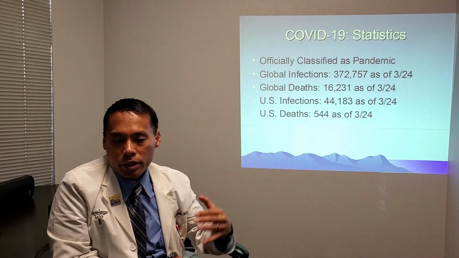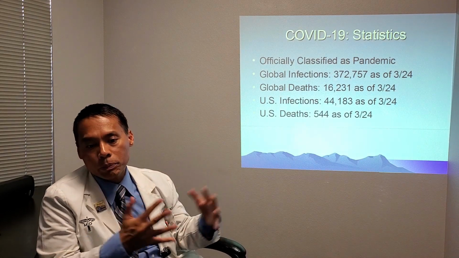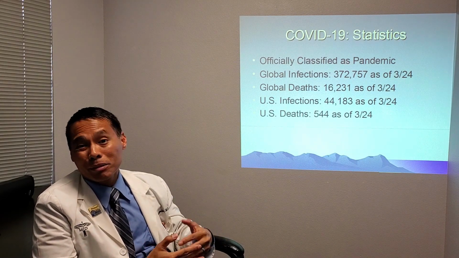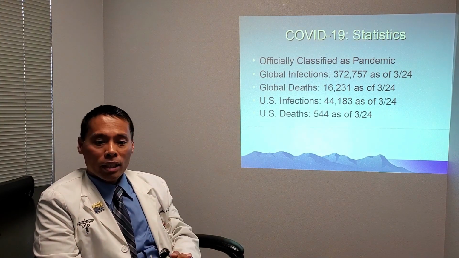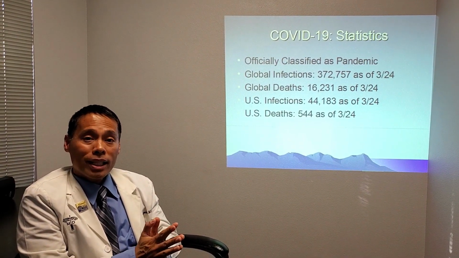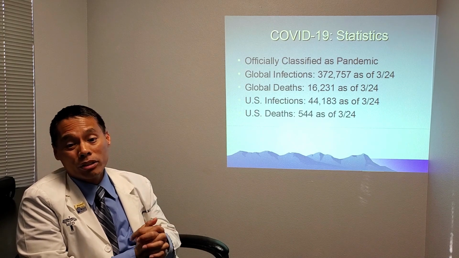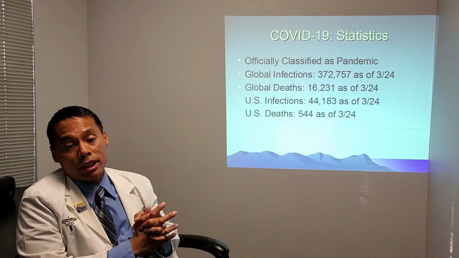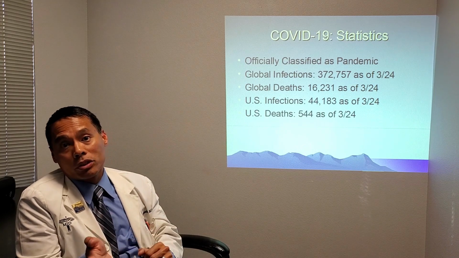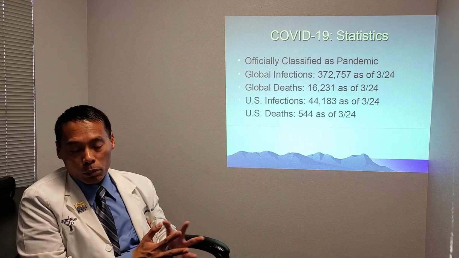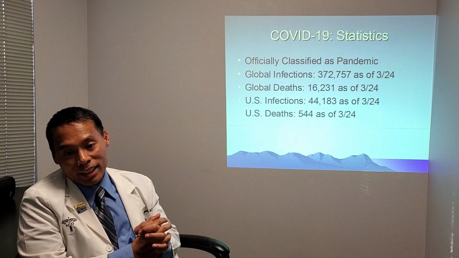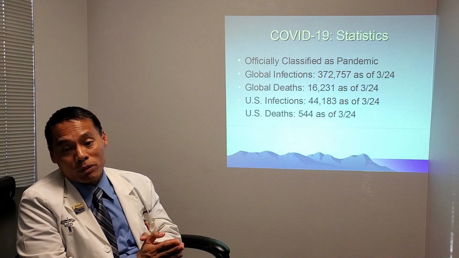So, statistics, just to kind of help give some perspective to what we're seeing. And hopefully the numbers will help alleviate some of the concerns that we all have. Okay. Globally, the World Health Organization has indicated there's 372,757 confirmed cases of COVID-19 as of today. This is based on their website. Globally, 16,231 deaths as of today, 3/24.